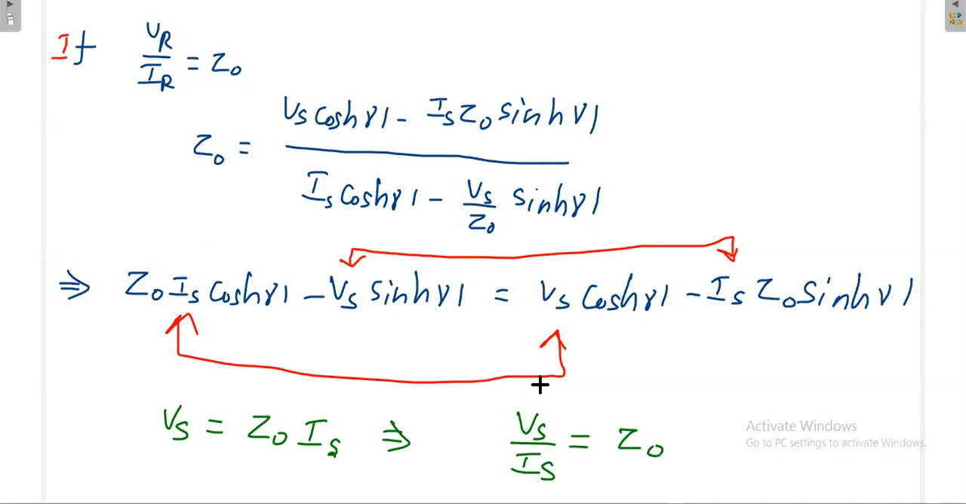But what is the meaning of Vs divided by Is? Vs is the voltage at the sending end, and Is is the current at the sending end. If you take the ratio, what you get is the impedance at the sending end, which is our input impedance.